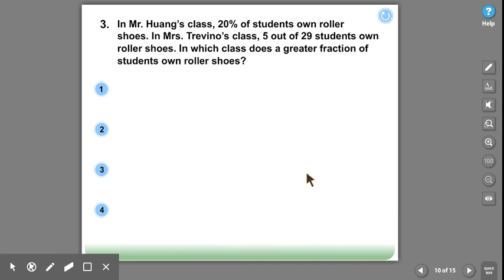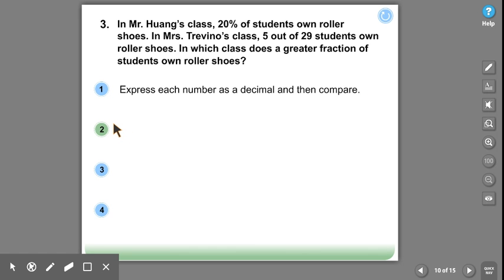Example 3. In Mr. Huang's class, 20% of students own roller shoes. In Ms. Trevino's class, 5 out of 29 students own roller shoes. In which class does a greater fraction of students own roller shoes? So here, they're giving you these statistics, but they want you to find out who has a greater fraction. And in both cases, neither of them are fractions. So what you're going to have to do is create fractions for both of them. So you're going to express each number as a decimal and then compare.